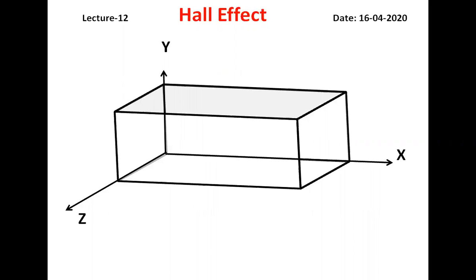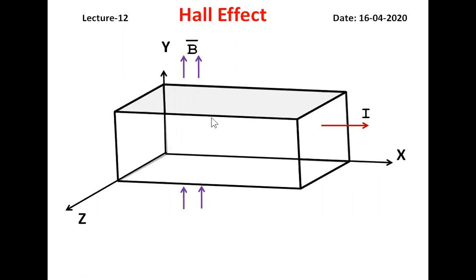In the next class we are going to see some of the important applications of Hall effect. So today let's try to understand what we mean by Hall effect. To understand the Hall effect, here I am considering a semiconductor block. Let us consider this is a semiconductor block, and I am sending some current through it along the positive x-axis. That means current is flowing along the x-axis, so we can assume that electrons are moving towards the negative x-axis.